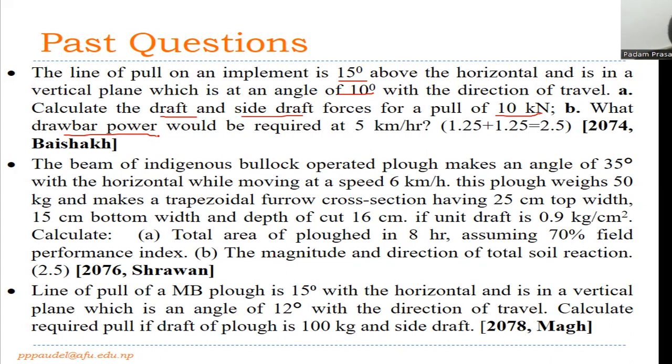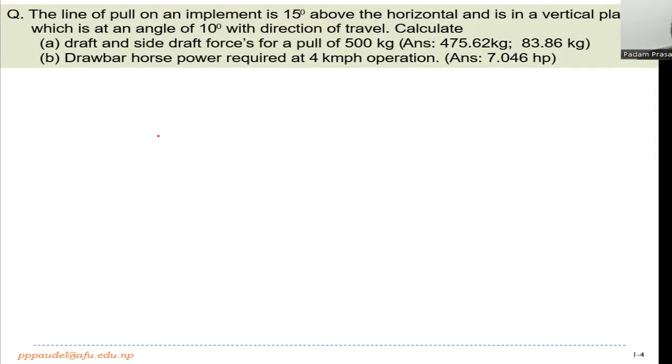Okay, let us take an example of a numerical problem. The question says the line of pull on an implement is 15 degrees above the horizontal and is in a vertical plane, which is at an angle of 10 degrees with the direction of travel. Then calculate the draft and side draft for the pull of 500 kg. And also we have to find out the drawbar horsepower required at 4 kilometer per hour operation.